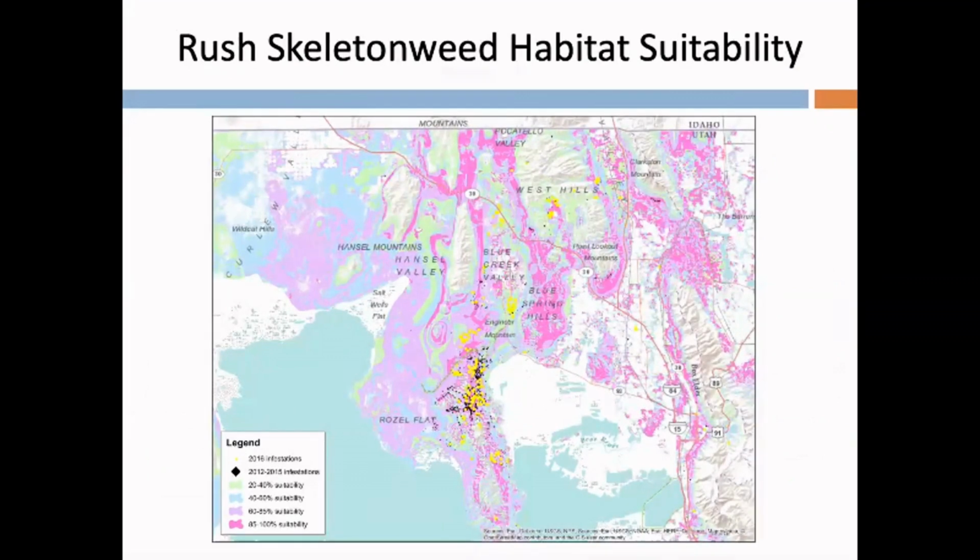In one modeling project, we worked with Tim Prather from the University of Idaho to determine if we could adapt a model that he developed to predict rush skeletonweed habitat suitability in northern Idaho and apply it to the area around the Great Salt Lake. While the model worked very well in the canyonlands of northern Idaho, it didn't work quite as well for predicting rush skeletonweed distributions in the Salt Lake area, probably due to much more variable and less predictable wind speeds and directions.